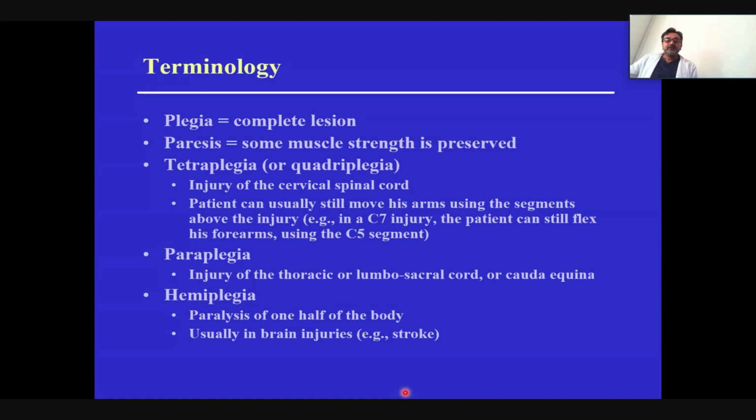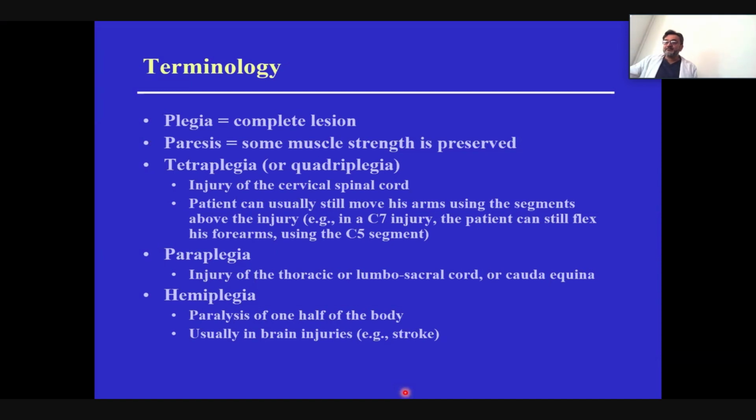When we use the terminology paraplegia, it means the injury of the thoracic or lumbosacral cord, and thus both lower limbs are not working or they are paralyzed. So any injury to the thoracic or lower thoracic or lumbosacral cord or cauda equina can lead to paralysis of both lower limbs, and that is called paraplegia.